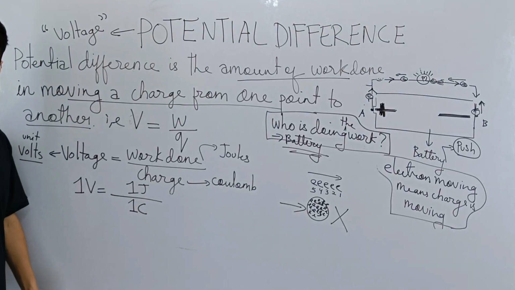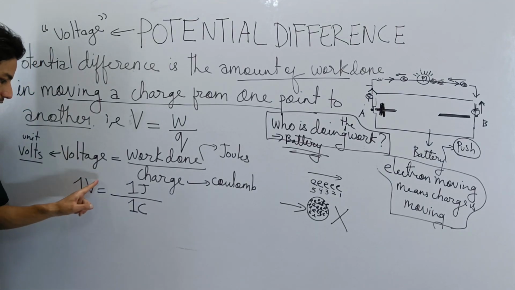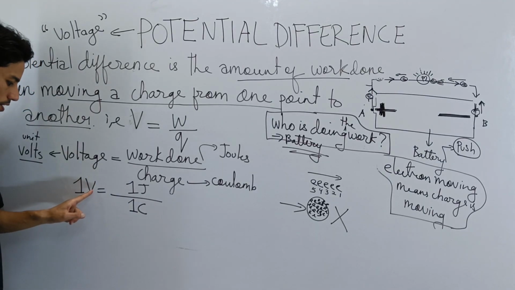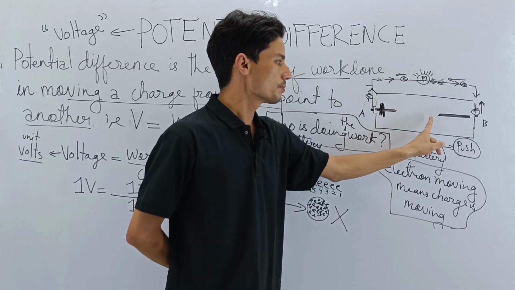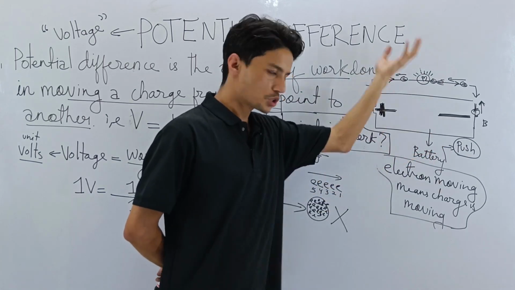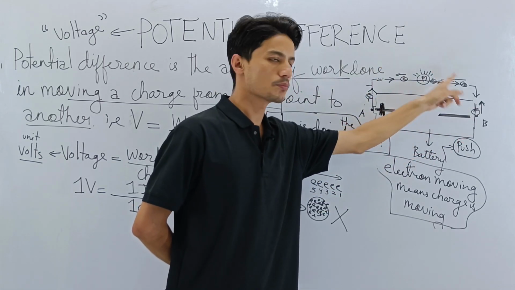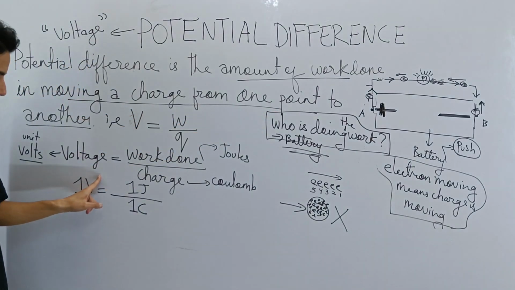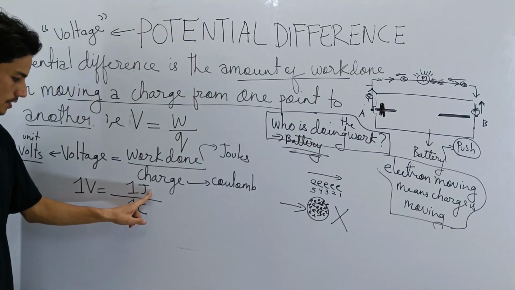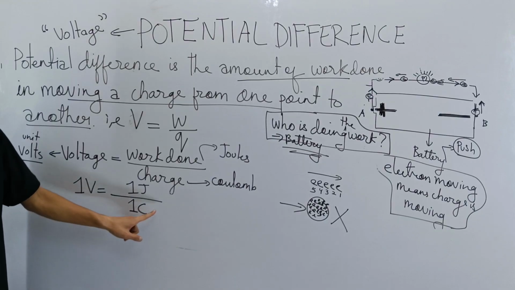Once again I repeat: if I say potential difference is 1 volt, what is potential difference? It is the amount of energy which the battery provides to push the electron from one point to another point. So potential difference of 1 volt means 1 joule of work is done to move 1 coulomb of charge.